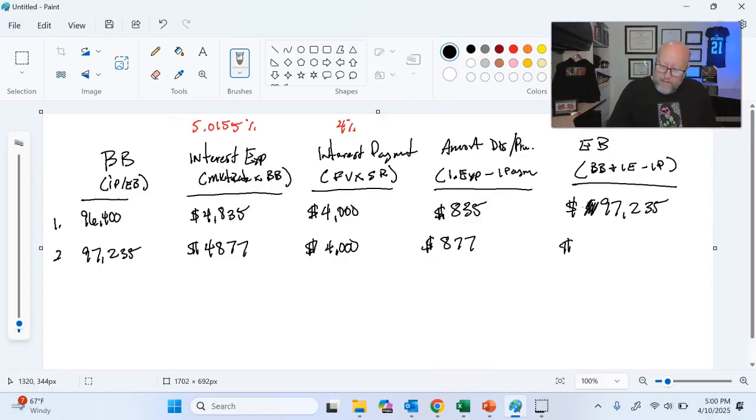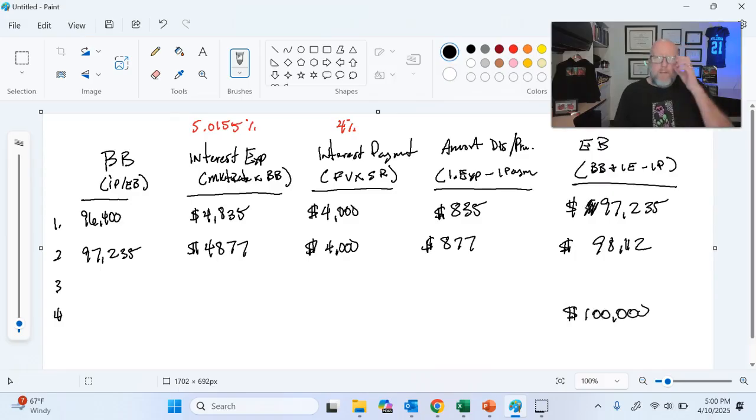And therefore my ending value is going to be, bear with me, 97,235 plus 877, 98,112. And then if I were to do this for year 3 and year 4, I would get all the way down to the ending balance of year 4, and I would have $100,000.